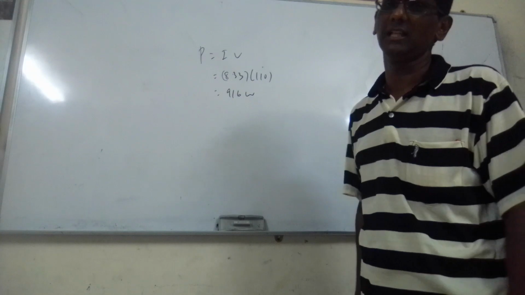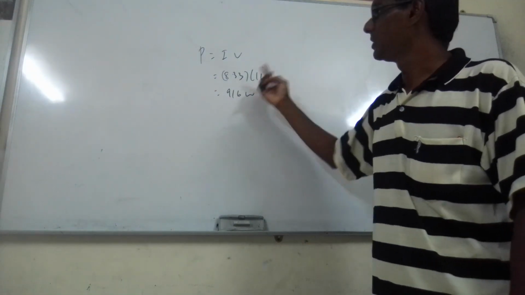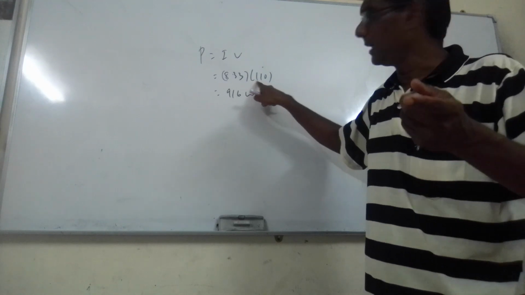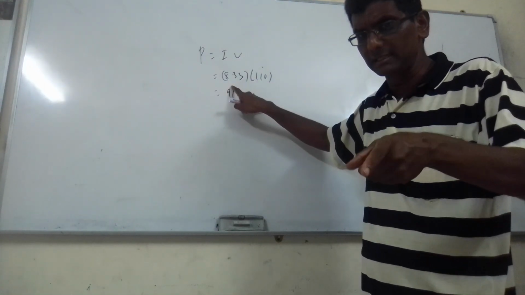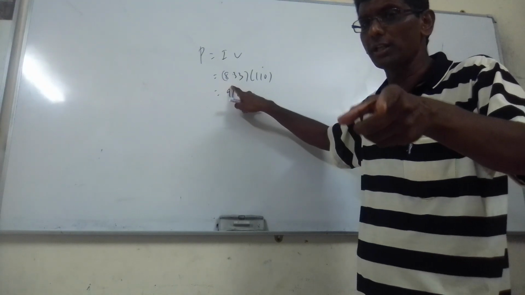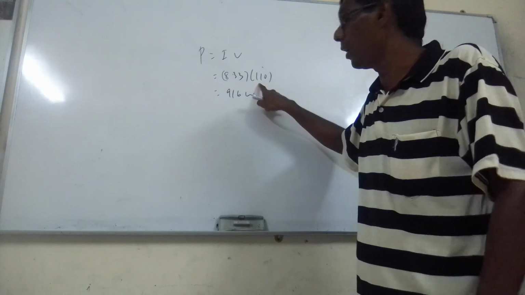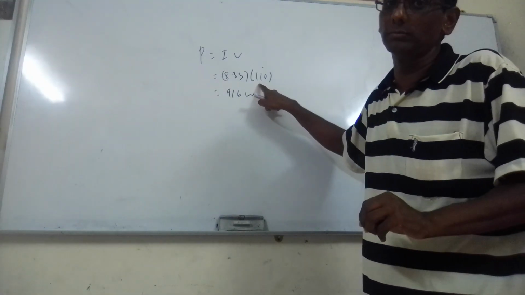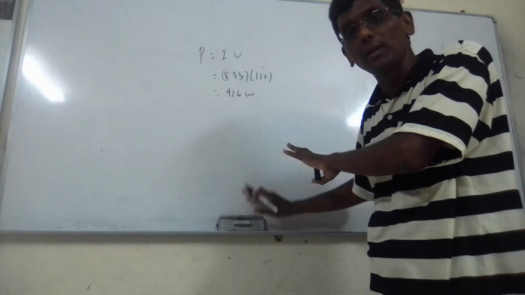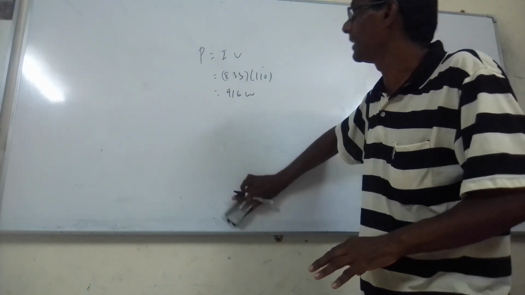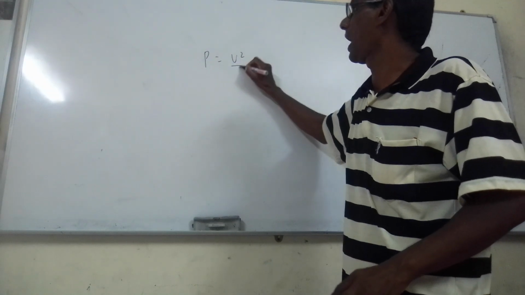This is not the correct answer because there's a change in voltage. We got the 8.33 current by taking the voltage as 240 volt. But now we are taking 120 volt, so it's not 8.33 current. So we cannot use this formula anymore. We have to use another formula: P equals V squared over R.